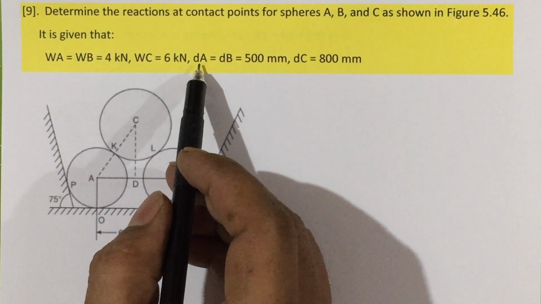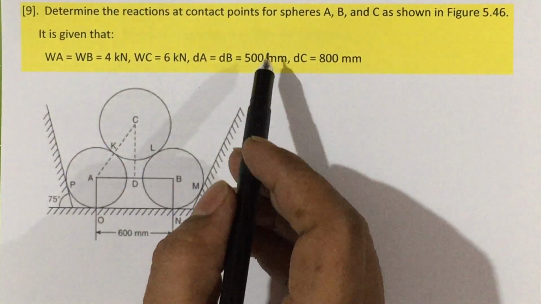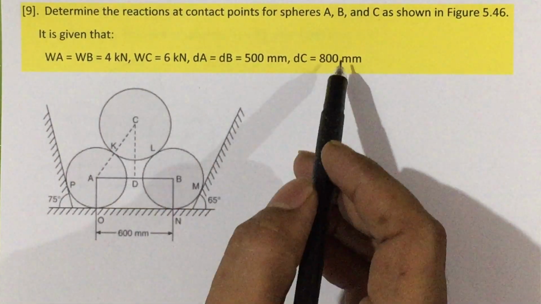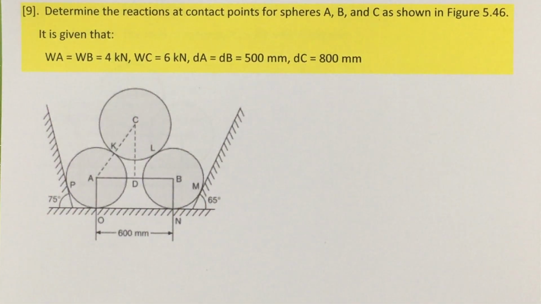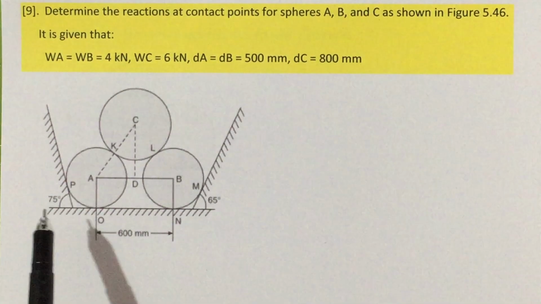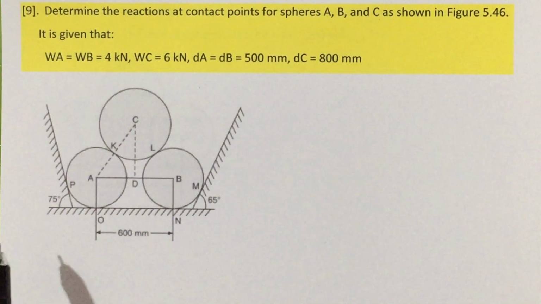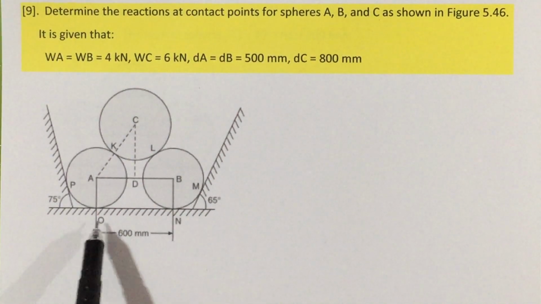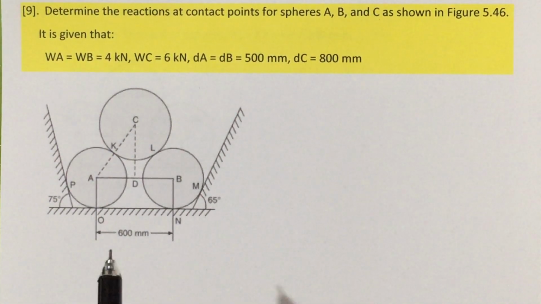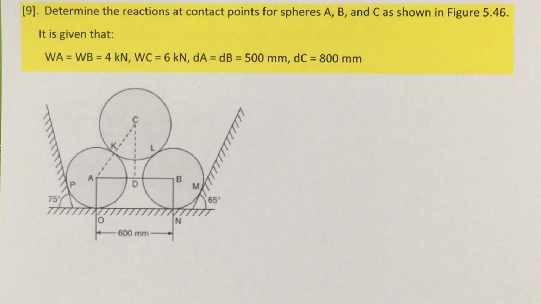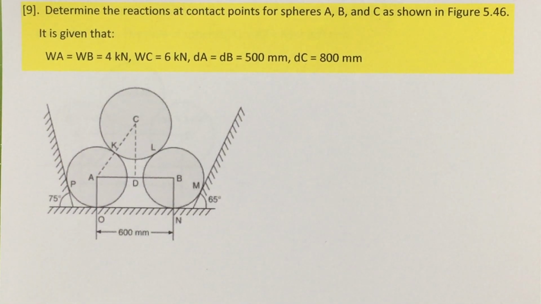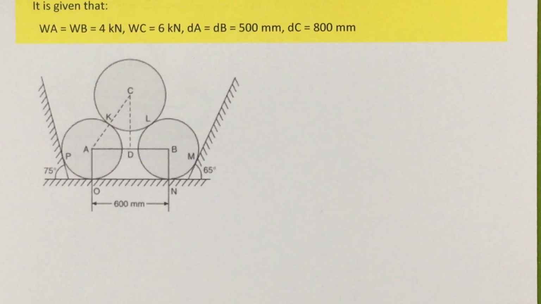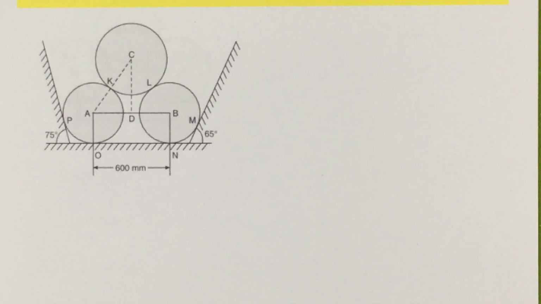D is nothing but diameter. Diameter of A and B is 500 mm whereas C is 800 mm. Now we need to determine the reaction at the contact points. The contact points are given like P, K, L, M, N and O point. So, here we have 3 spheres, nothing but we need to write 3 free body diagrams. So, let us write the 3 free body diagrams.